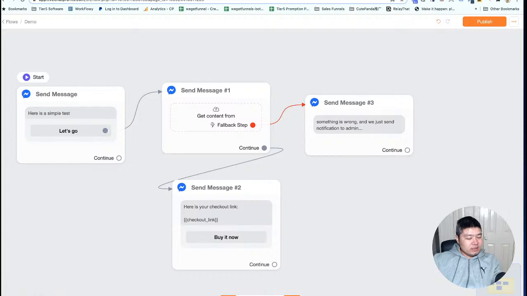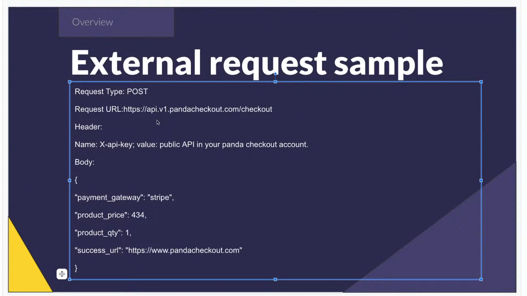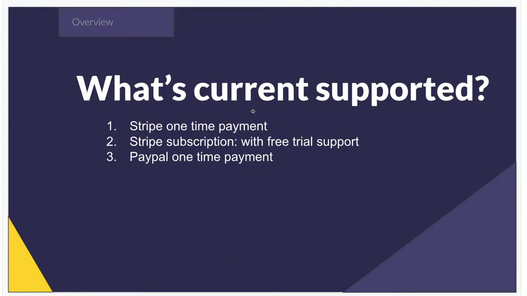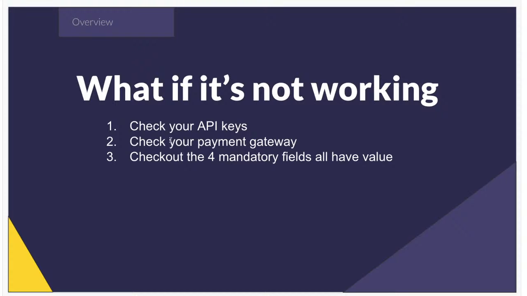So let me see what we already covered. We already covered the request type, and let me see what we currently support. We support Stripe one-time payment, Stripe subscriptions, PayPal one-time payment for now, and the PayPal subscription is coming very soon. And what if something is not working? Check your API keys, check your payment gateway, and check the 4 mandatory fields. You need to make sure that all have values.